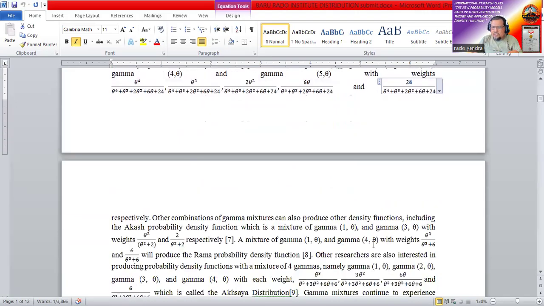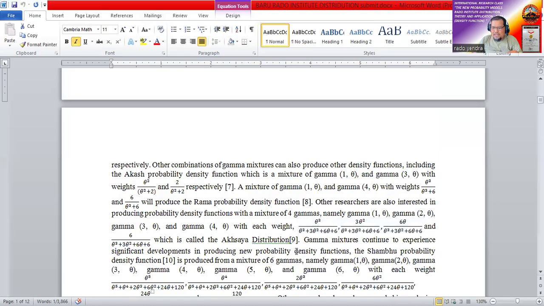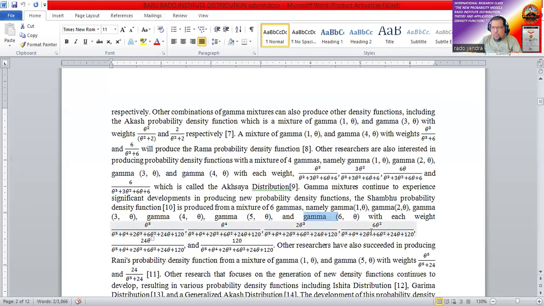And then the last is the Shambhu distribution, the mixture of six gammas, namely gamma 1 theta, gamma 2 theta, gamma 3 theta, gamma 4 theta, gamma 5 theta, and gamma 6 theta, with weights theta power 5 divided by theta power 5 plus theta power 4 plus 2 theta power 3 plus 6 theta power 2 plus 24 theta plus 120, until 120 divided by theta power 5 plus theta power 4 plus 2 theta power 3 plus 6 theta power 2 plus 24 theta plus 120.